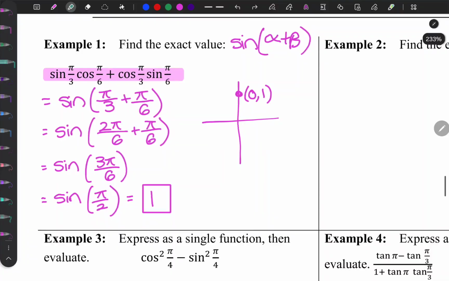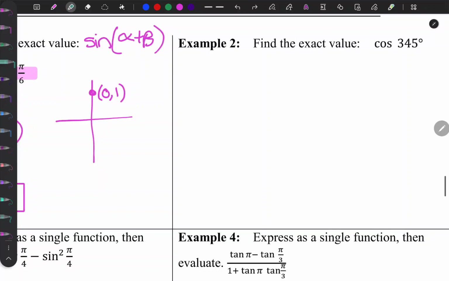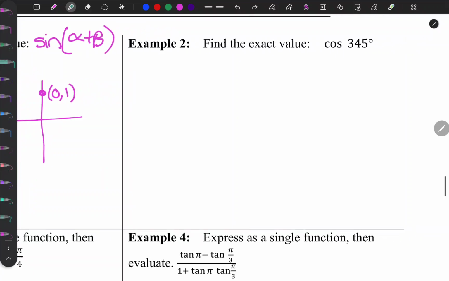More often, where this may be helpful is if we run into an angle where we don't actually have a special triangle for it and it's not one of our special angles that we're familiar with. So for example, if we look at this example, we want to find the exact value for cosine 345. But if we think about 345, it has a reference angle of 15 degrees. We don't actually know anything for a reference angle of 15 degrees.